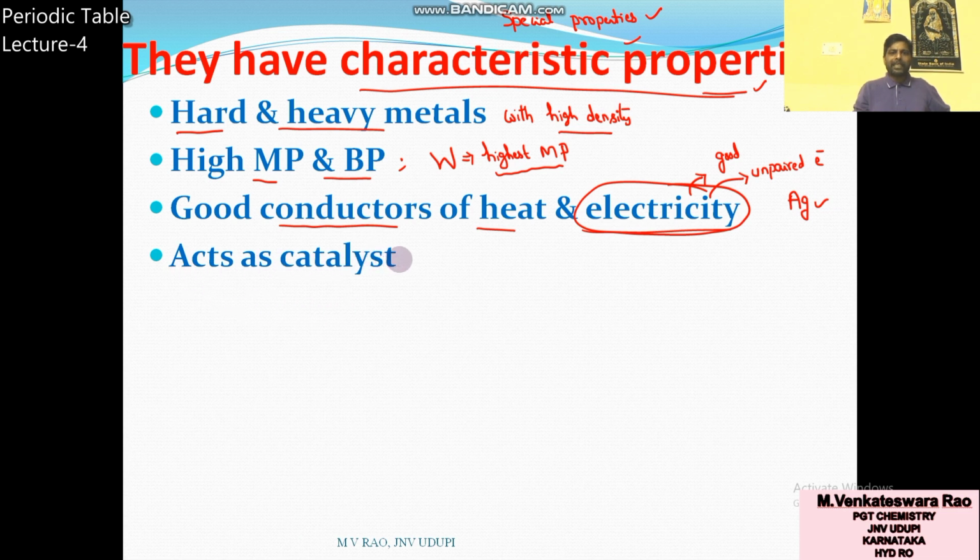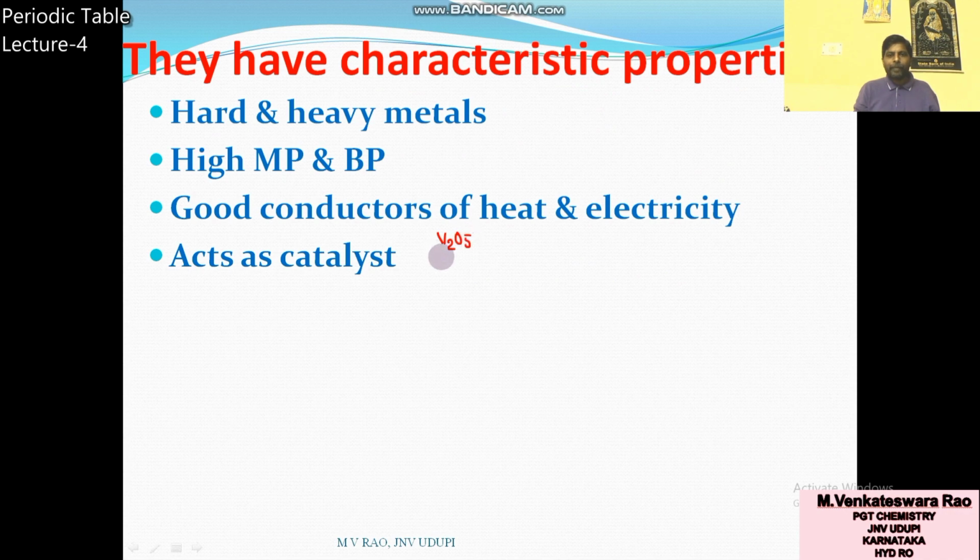They act as catalysts. You know nickel is a catalyst in hydrogenation reaction. In the hydrogenation of oils, nickel is used as catalyst. In the chemical equilibrium chapter we will come to it in class 11th. Haber's process is there. This Haber's process is used to prepare ammonia gas.